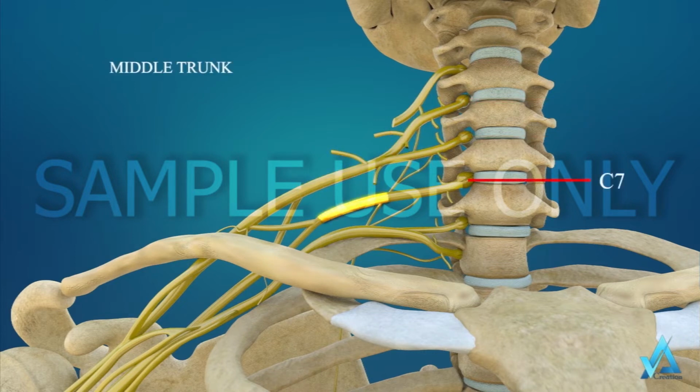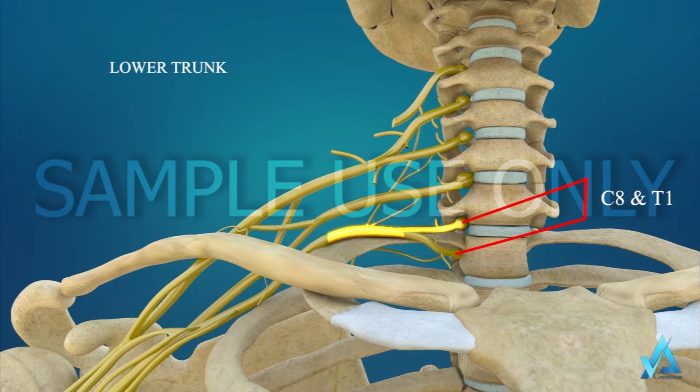Middle trunk is C7, which continues as the middle trunk. Lower trunk is formed by joining of C8 and T1.